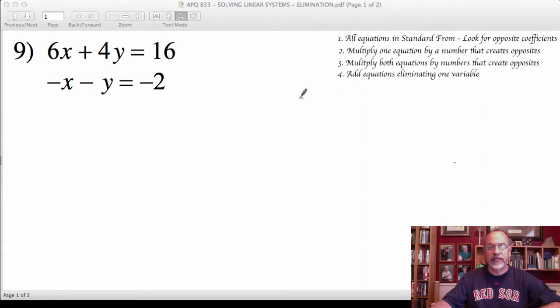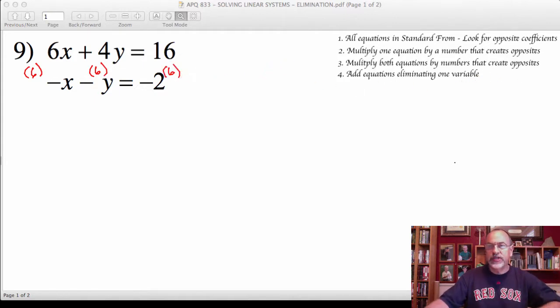So step 2, I'm going to need to multiply my equations by a number that creates opposites. Now, I could create opposites by multiplying this second equation by a 6, because that would give me a -6 here, which is the opposite of +6. I could also choose to multiply by 4 instead, because that would give me a -4 here, which is the opposite of +4. So given multiple choices, you just pick one that you want to do and go ahead and use that one. I'm going to go ahead and multiply by the 6 here, and as long as I do that to every term, I should be okay.